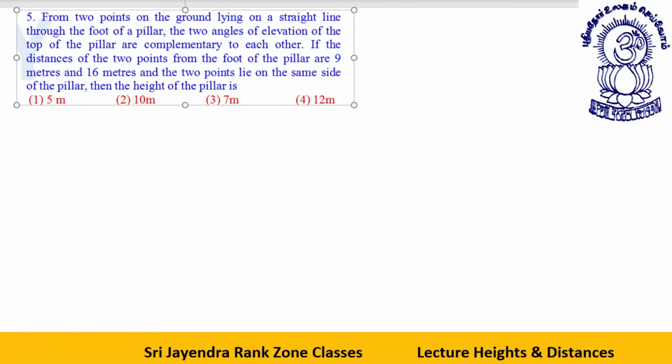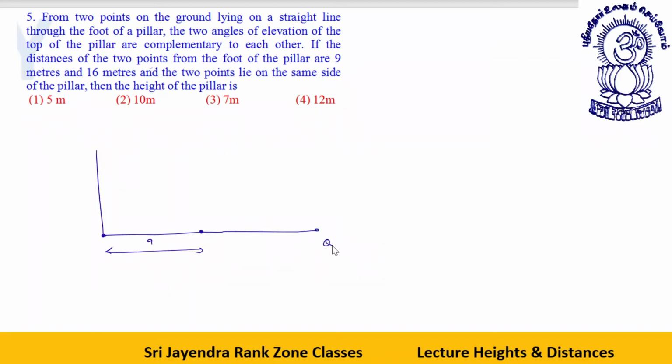From two points on the ground, lying on a straight line through the foot of a pillar. Let's say this is the pillar, this is the foot. The two angles of elevation of the top of the pillar are complementary to each other if the distances of the two points from the foot of the pillar are 9 and 16. Fine, this is 9, this is point 1, this is point 2.